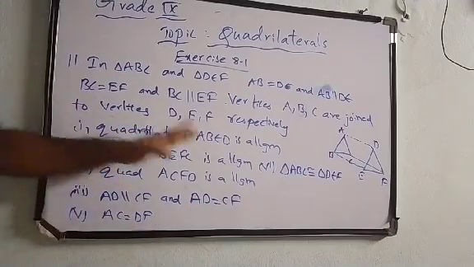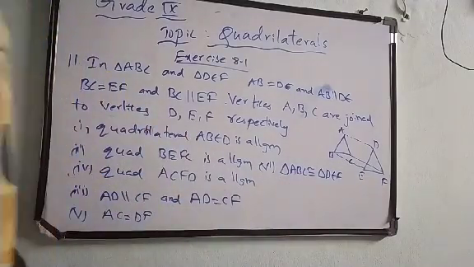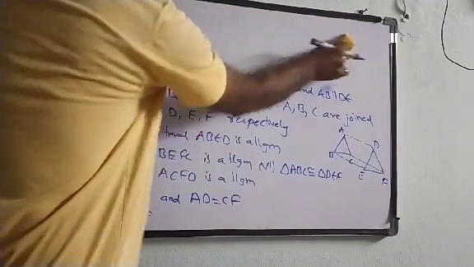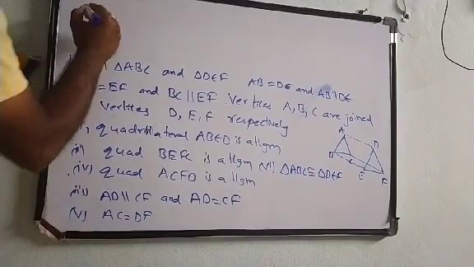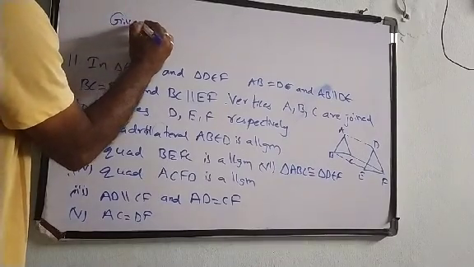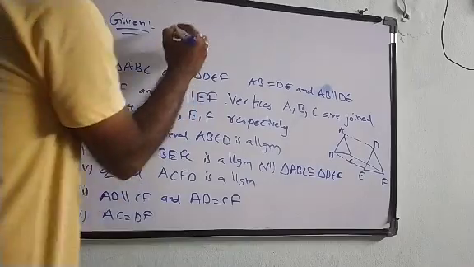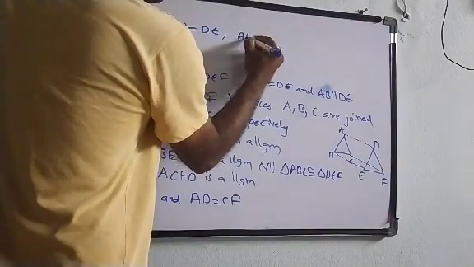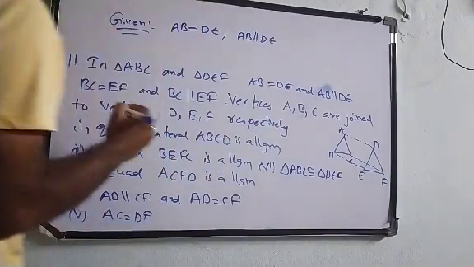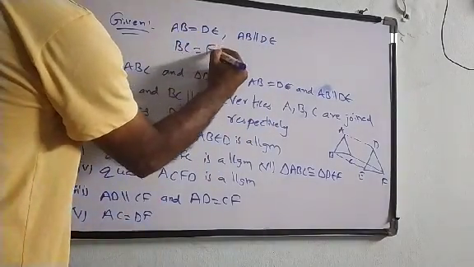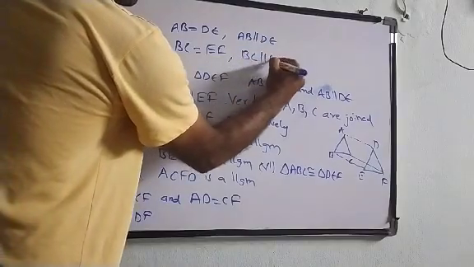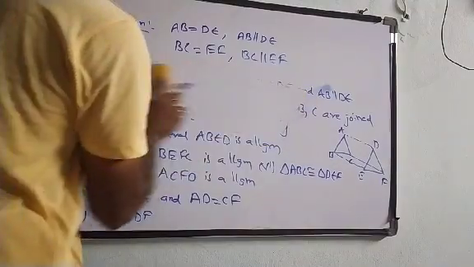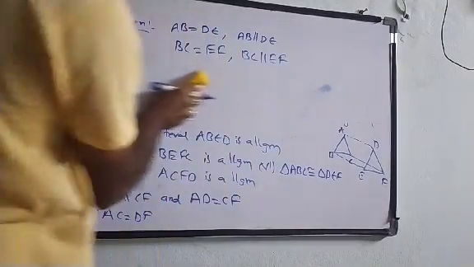So here we have 6 different proofs we need to prove. Let us start doing the answer. First let me write the given: AB is equal to DE and AB is parallel to DE, BC is equal to EF and BC is parallel to EF.